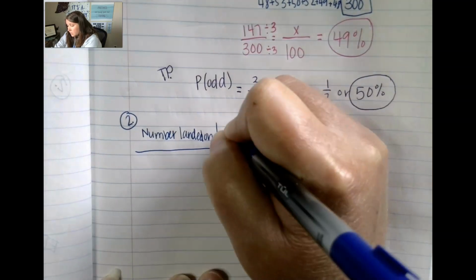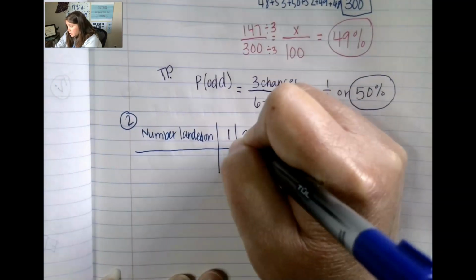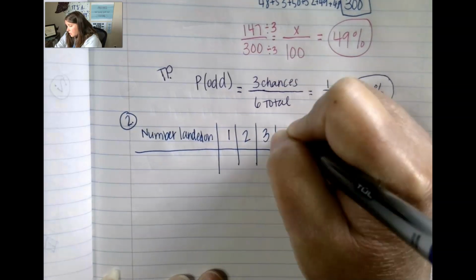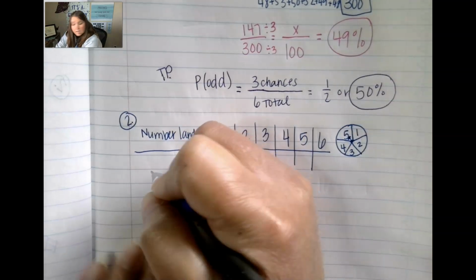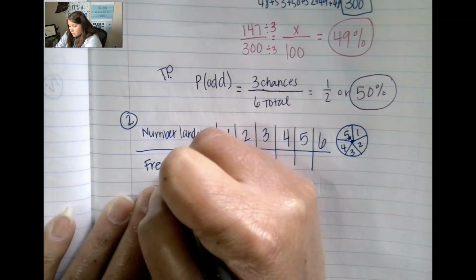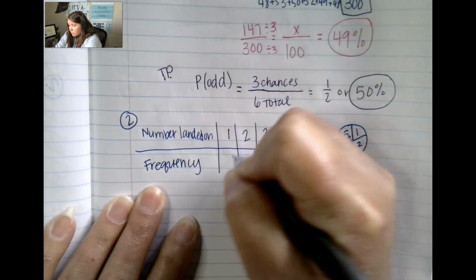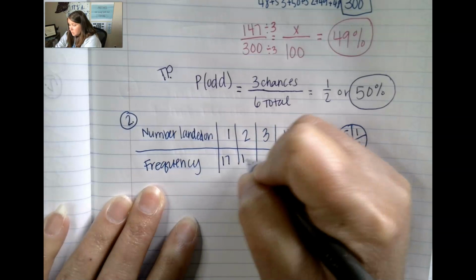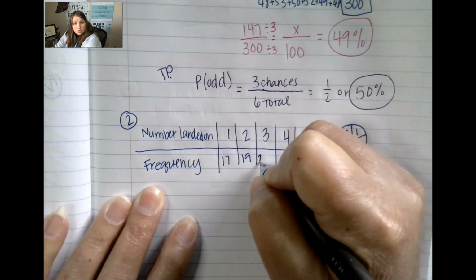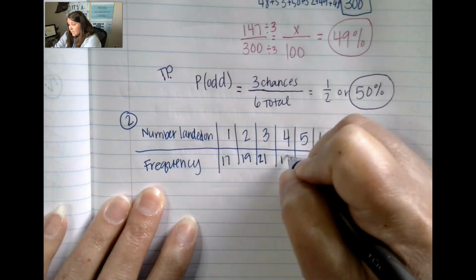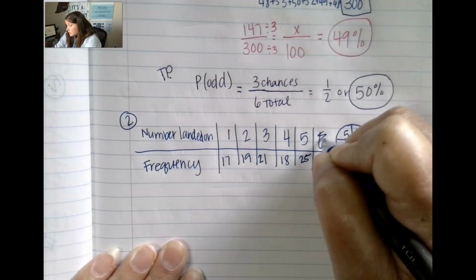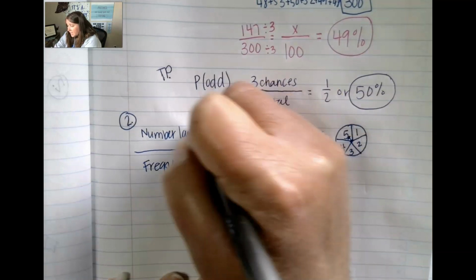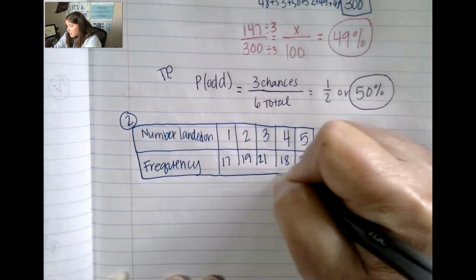versus, so you could land on a 1, a 2, a 3, 4, a 5, or a 6. And the frequency that we landed on these numbers was 17, 19, 21, 18, 25. I messed up. I was doing a number cube. Ignore that. Okay, so we're going to compare probabilities.